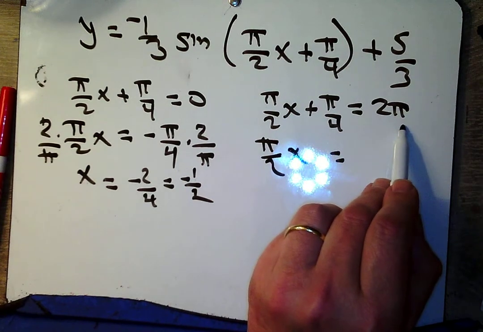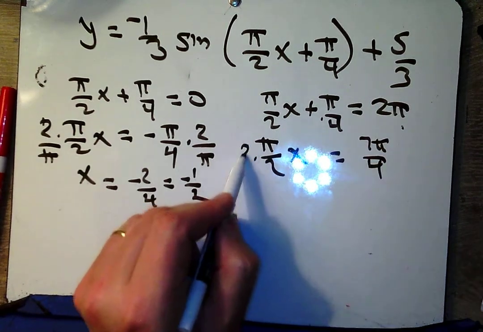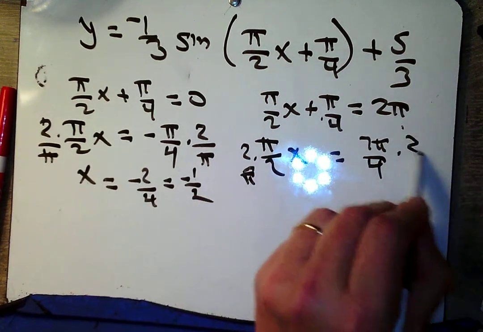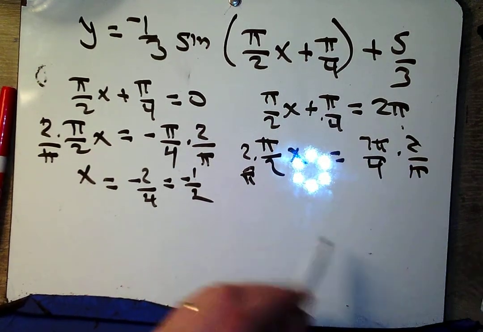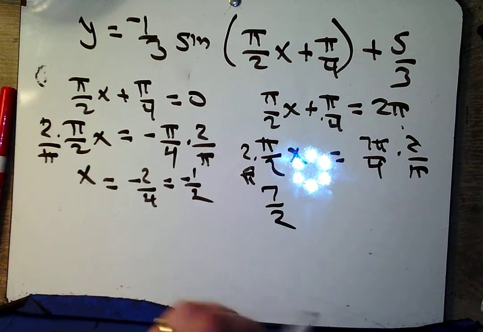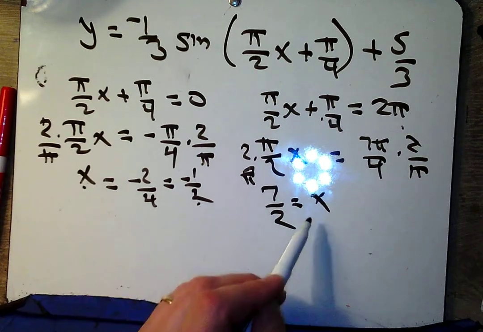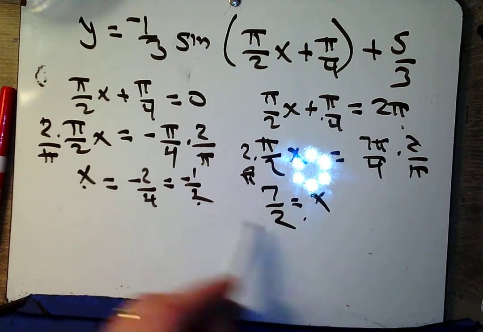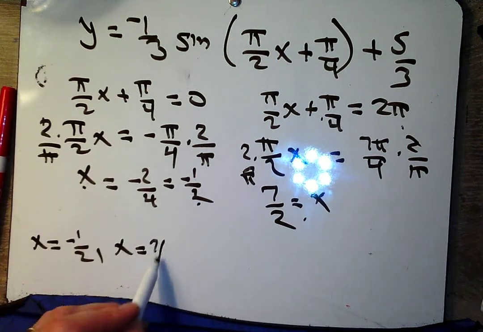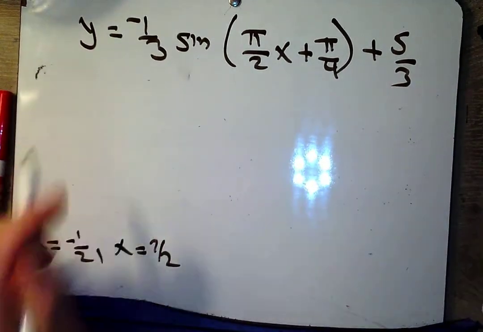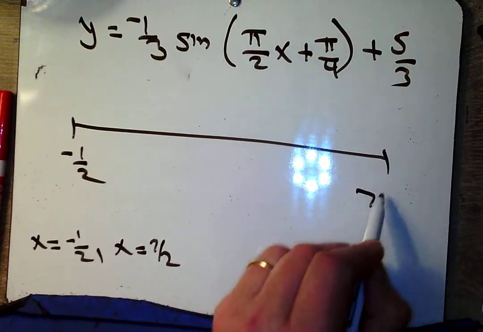This is going to be 8 pi over 4 minus 1 pi over 4, 7 pi over 4. And I end up with, let's cancel, 7 over 2. Okay, here's where the period starts, here's where the period ends, and I have a happy common denominator. So we get x equals negative 1/2, and x equals 7/2. Okay, so put those on that number line. We're starting at negative 1/2, we're ending at 7/2.